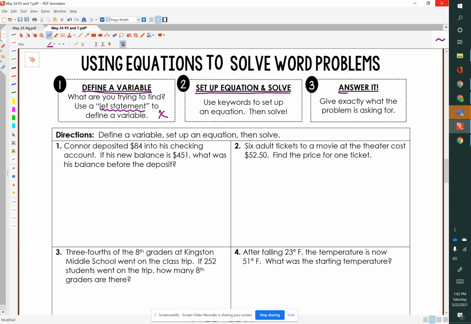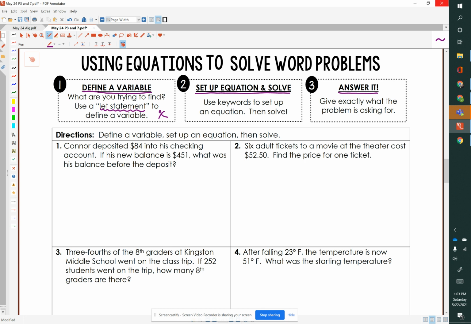Then when you answer it, this is where a lot of students make a mistake. You want to give exactly what the problem is asking for. So that means you need to look at the problem again. They might be asking for a certain unit or a certain time period, or a certain color of something. Think carefully about what you need to do. So let's get started with these. We're going to define the variable, set up the equation, and then solve these problems.